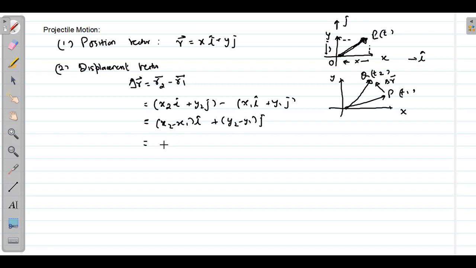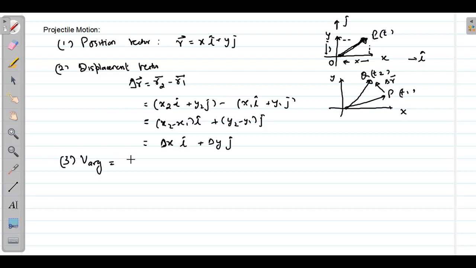And because it's a difference, we can write it simply as delta x i, that is the change in position along the x-axis, plus delta y j, which is the change in position along the y-axis. So this is the displacement of the object from point P to point Q. Next is average velocity.